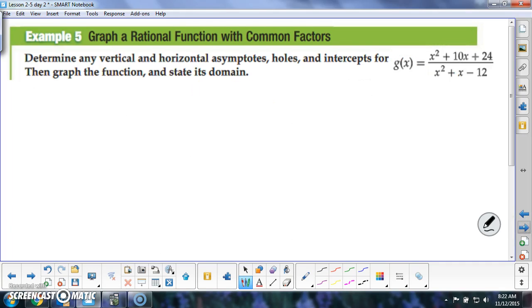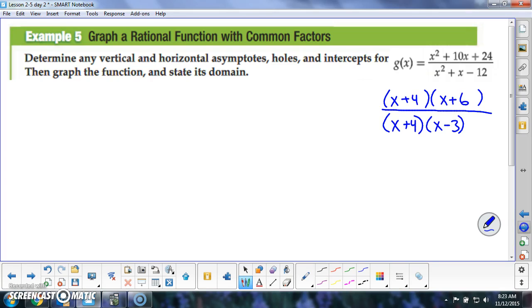Okay, one more example, same kind of problem. So you can see they gave us a rational function. Let's start off by finding the holes by first factoring the top and the bottom. The bottom factors into x plus 4, x minus 3. The top factors into x plus 4 and x plus 6. So you can see we've got a common factor on top, the x plus 4's. So we're going to have a hole at negative 4 comma something.